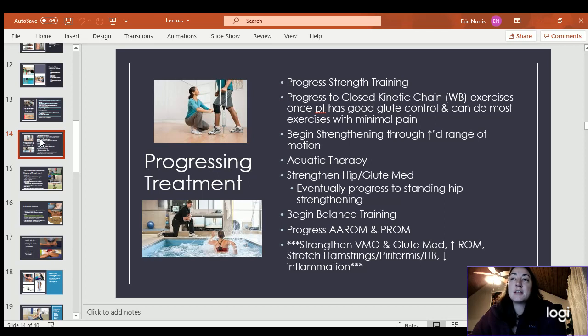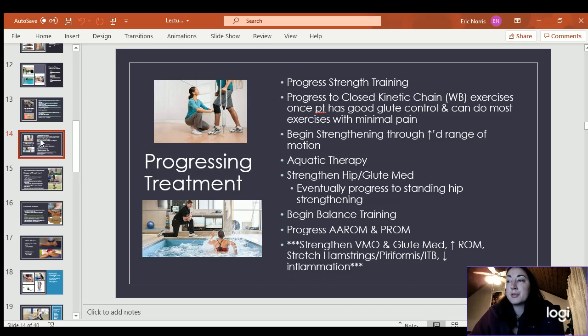And that's a great area to progress their movements in. And then strengthening the hip and the gluteus medius. You may start that out in supine or side lying and eventually do that in standing. Balance training, eventually progressing to single leg stance. And then, of course, progressing to active range of motion versus passive, and in between, the active assistive range of motion.